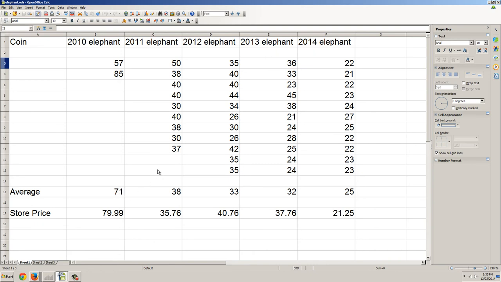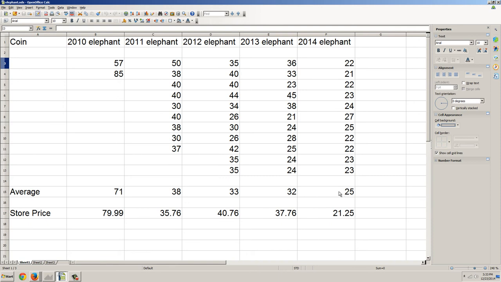We can see 2011 average price comes in at $38. 2012 comes in at $33. 2013 comes in at $32. And the 2014 comes in at $25. I didn't do the 2015. You can get those for around $21, something like that.